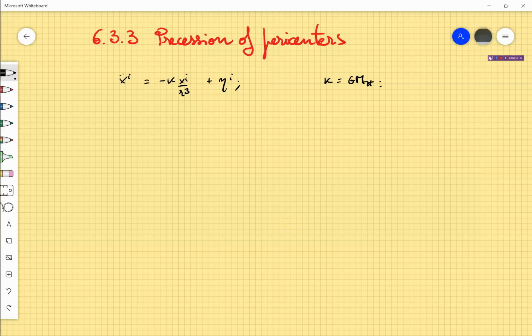The total mass is the sum of the two masses involved in the problem, capital M and small m, which should be the larger and the smaller. Eta I, we computed it for the particular case of this parameterized post-Newtonian formalism. It is given there. I'm not going to copy it again, but we will use the explicit form later.